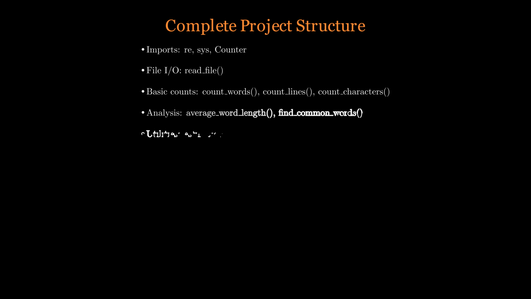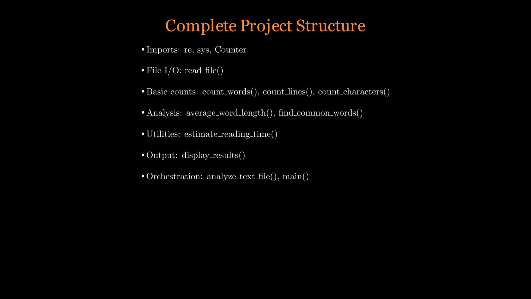Let's see how all our functions fit together in the complete project. Here's the organized structure of our text analyzer tool. Our complete project includes imports at the top, file input-output functions, basic counting functions, advanced analysis functions, utility functions for calculations, output formatting, and orchestration functions that tie everything together. This organization makes the code professional and maintainable.